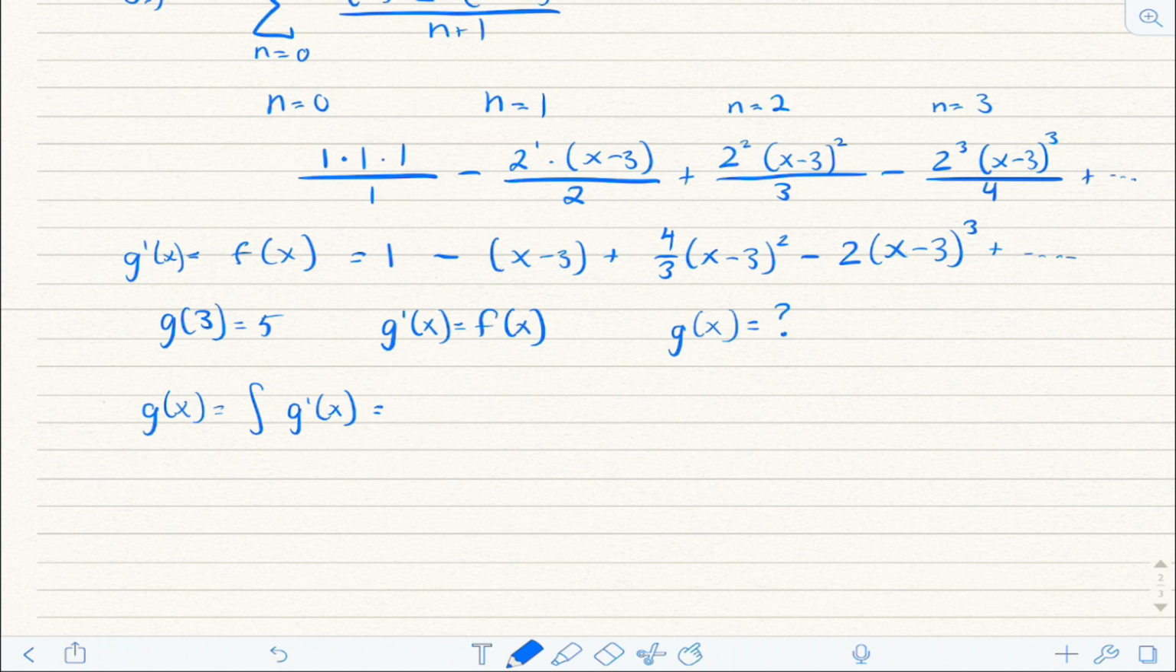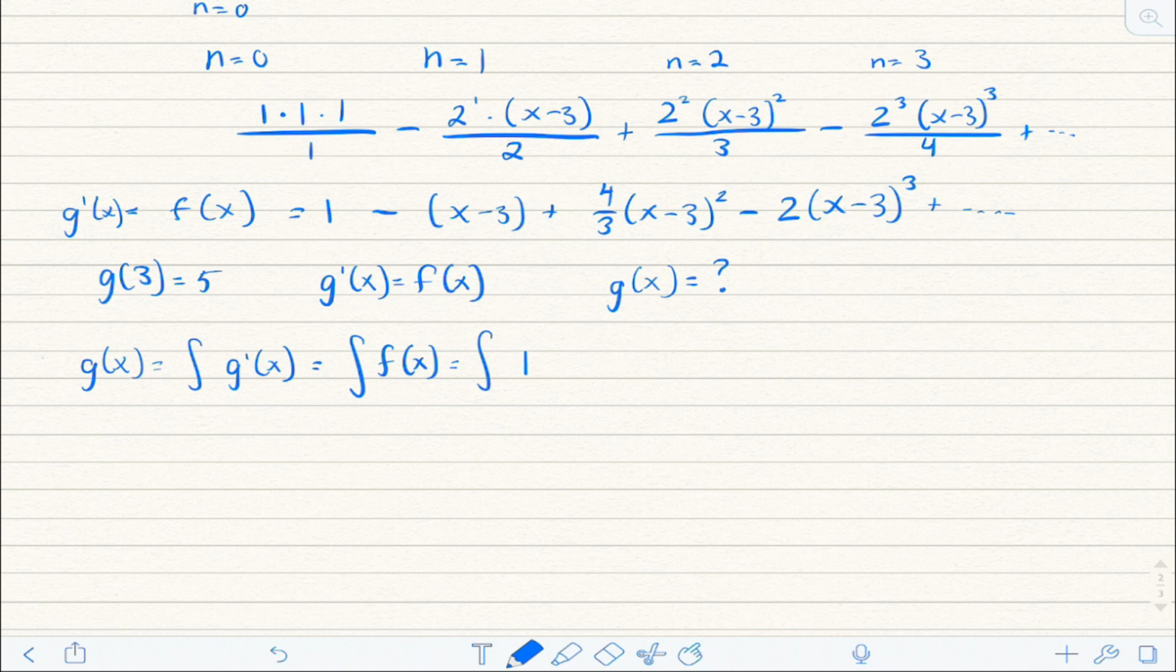And so what that's going to be equal to is the integral of f of x, which means that we're going to write this as the integral of 1 minus (x minus 3) plus 4 over 3 (x minus 3) squared minus 2 (x minus 3) to the third power plus dot dot dot, in parentheses. And since we're integrating, we're going to say dx at the very end.